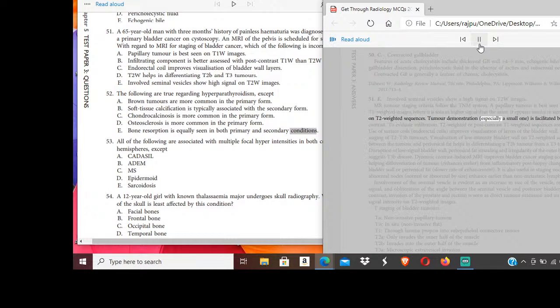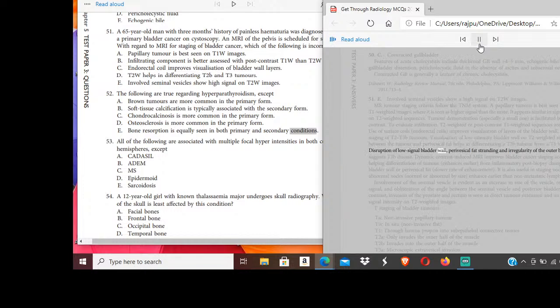Tumor demonstration, especially a small one, is facilitated by use of contrast. To evaluate infiltration, T2 weighted or post-contrast T1 weighted sequences are required. Use of surface coils, endorectal coils, improves visualization of layers of the bladder wall, improving staging of T2-T3b tumors. Visualization of low-intensity bladder wall on T2 weighted sequence between the tumor and perivesical fat helps in differentiating a T2b tumor from a T3 tumor.